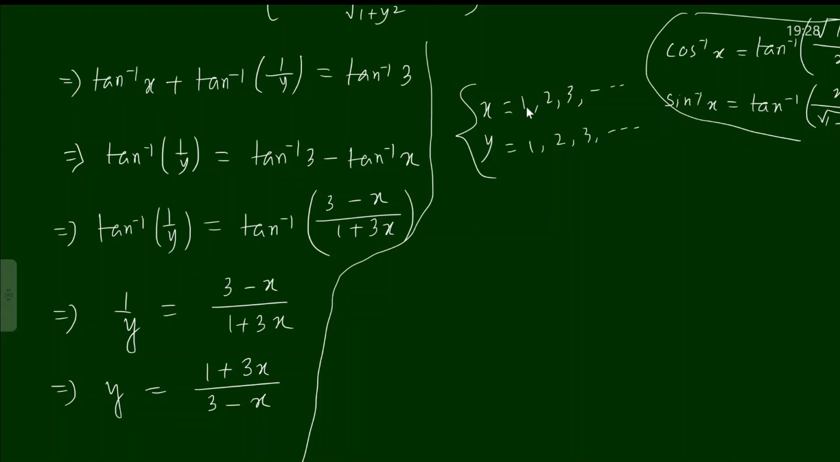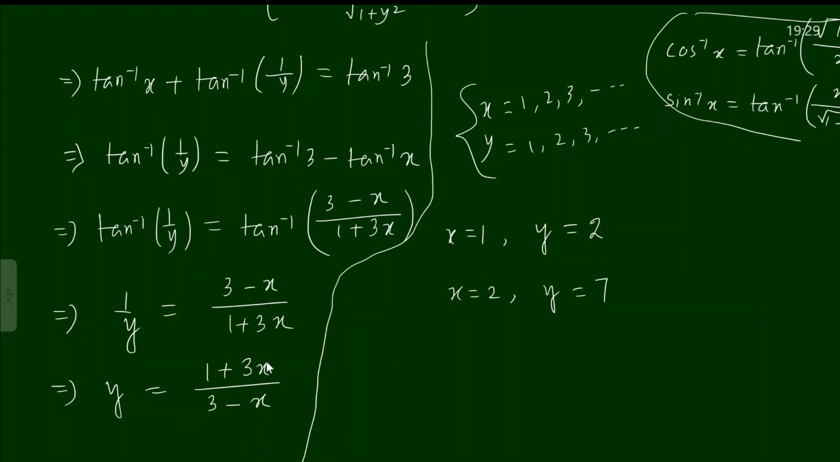So you verify for x is equal to 1 here. You will see, if you take x is equal to 1, then what about y? y is equal to, you see here, 1 plus 3 is 4 by 2 is equal to 2. y is equal to 2. It is obviously acceptable. Then if you take x is equal to, say, 2, then 1 plus 6 is 7 by 3 minus 2 is 1. 7 by 1 is 7. So it is also acceptable. y is 7. But after this, if you take x is equal to 3, then it will be 1 plus 9 is 10, but 3 minus 3 is zero, so it is undefined. So we cannot take 3.